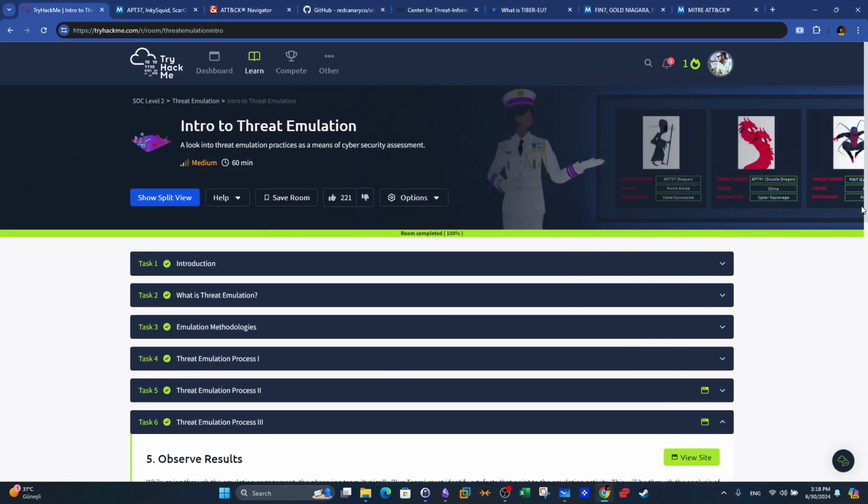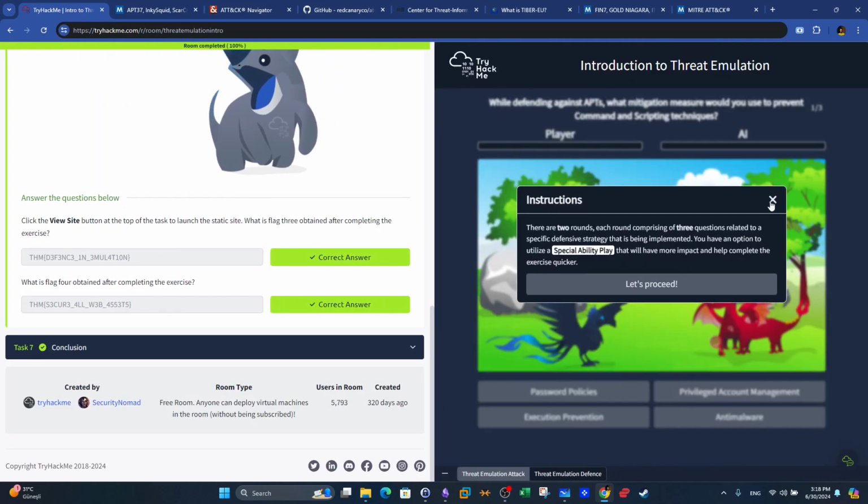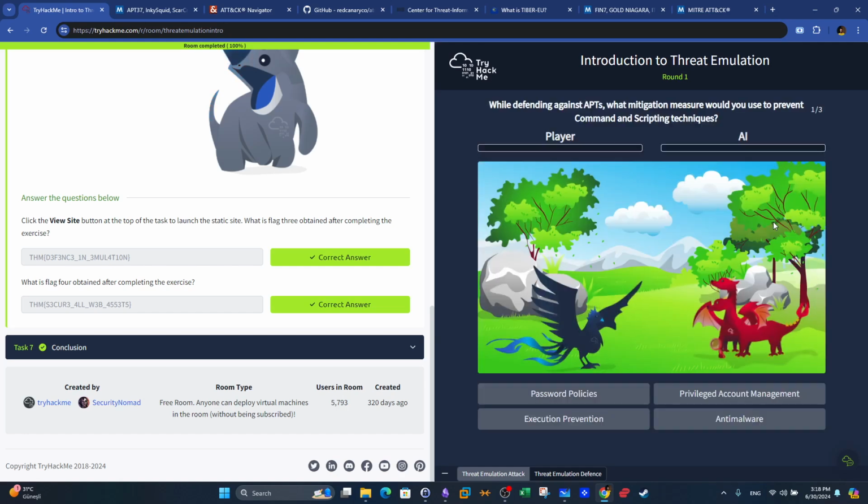Okay, in the last simulation here, we're going to click on view site, task 6, and the same, we have 2 rounds, 3 questions, but this time we are taking on the role of blue teams. While conducting threat emulation plan, remember guys that the blue team is sitting down and observing what you're doing. That's what we're going to do now.